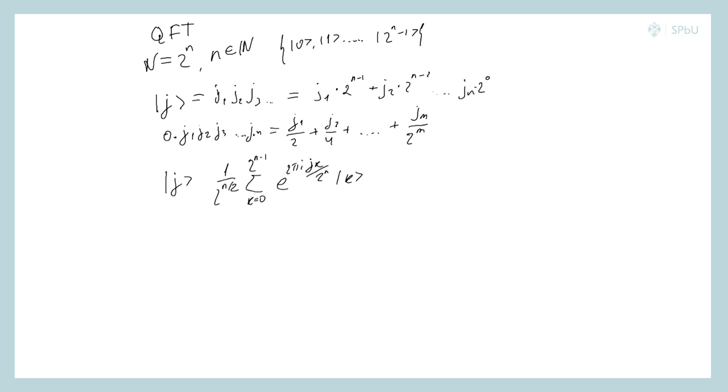And this is equal to 1 over 2 to the power of n/2, the sum over k1 from 0 to 1, k2 from 0 to 1, etc., kn from 0 to 1, of the tensor product over l from 1 to n of e to the power of 2 pi i j kl 2 to the power of minus l, on the state kl.